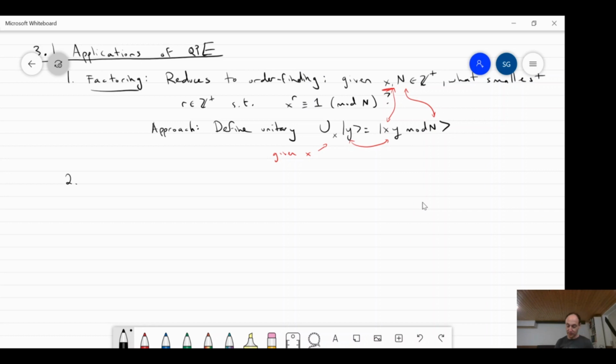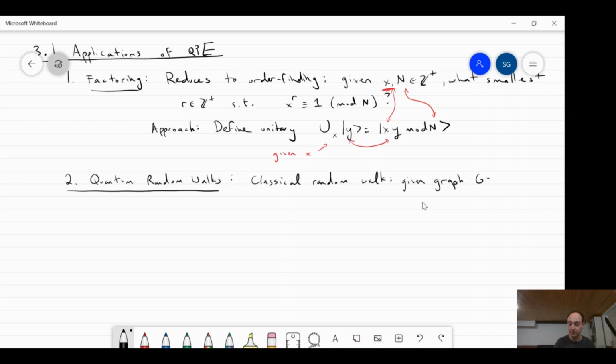The second application I want to quickly tell you about is quantum random walks. Okay, and this will be a little bit more of a flavor of some more advanced things you could do. Maybe you've seen classical random walks before, maybe you haven't, but in a classical random walk, it's exactly what you expect, in the sense that you're given a graph G that you're going to walk on, and a starting vertex.